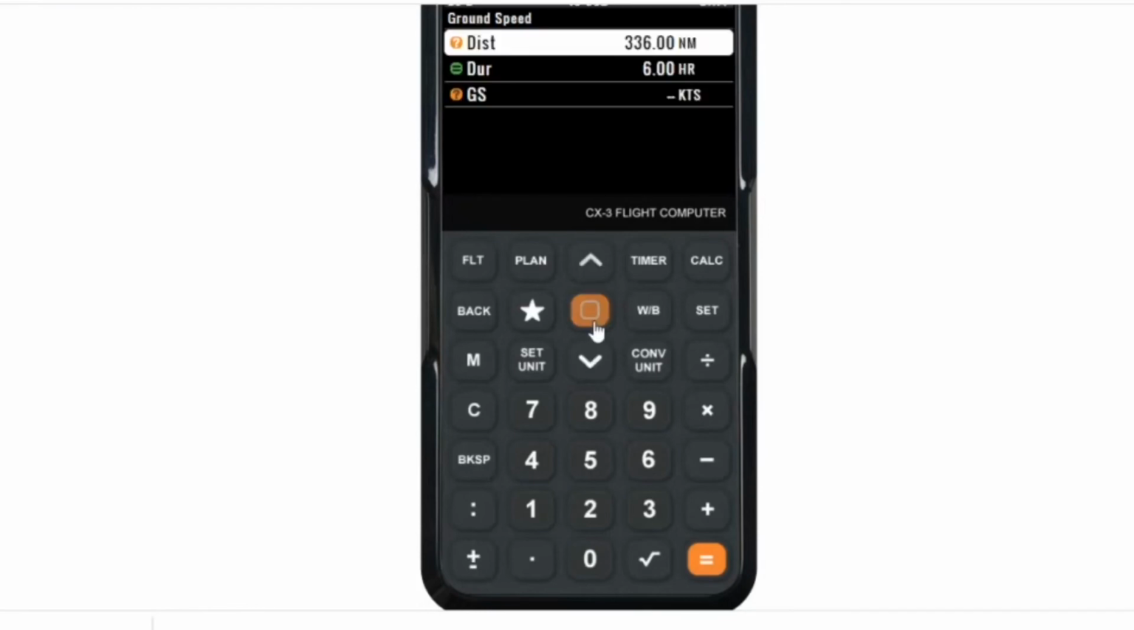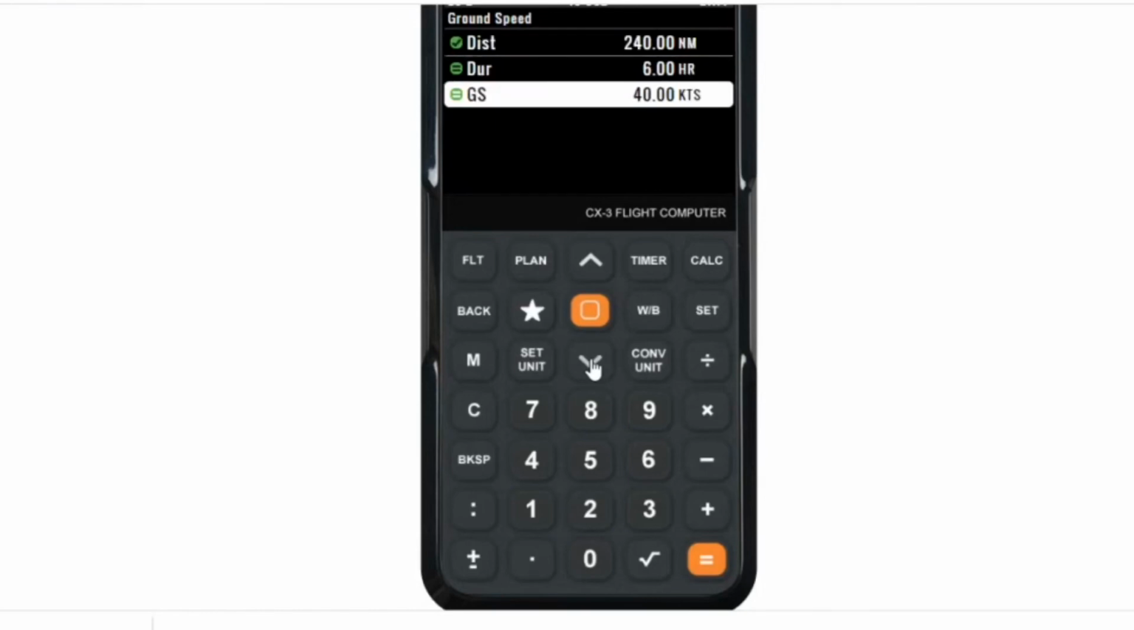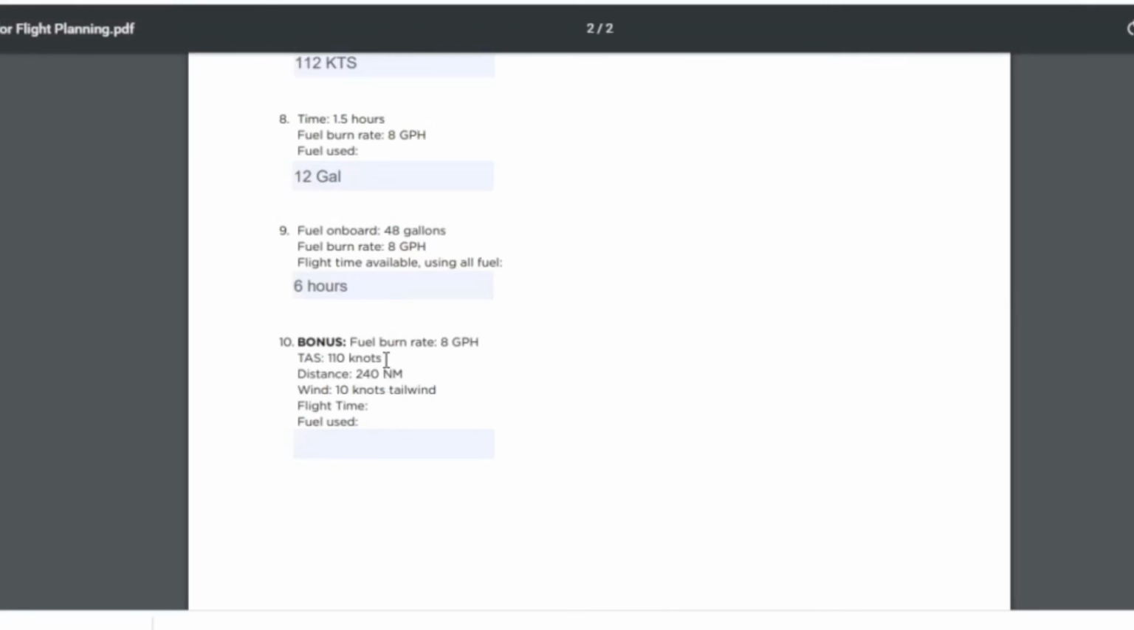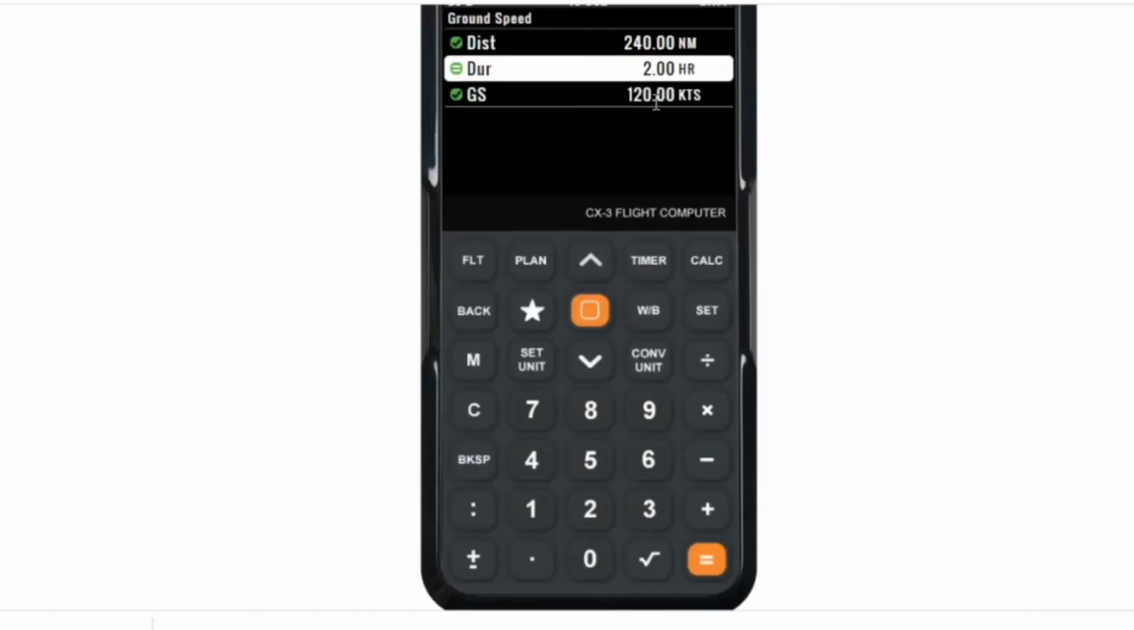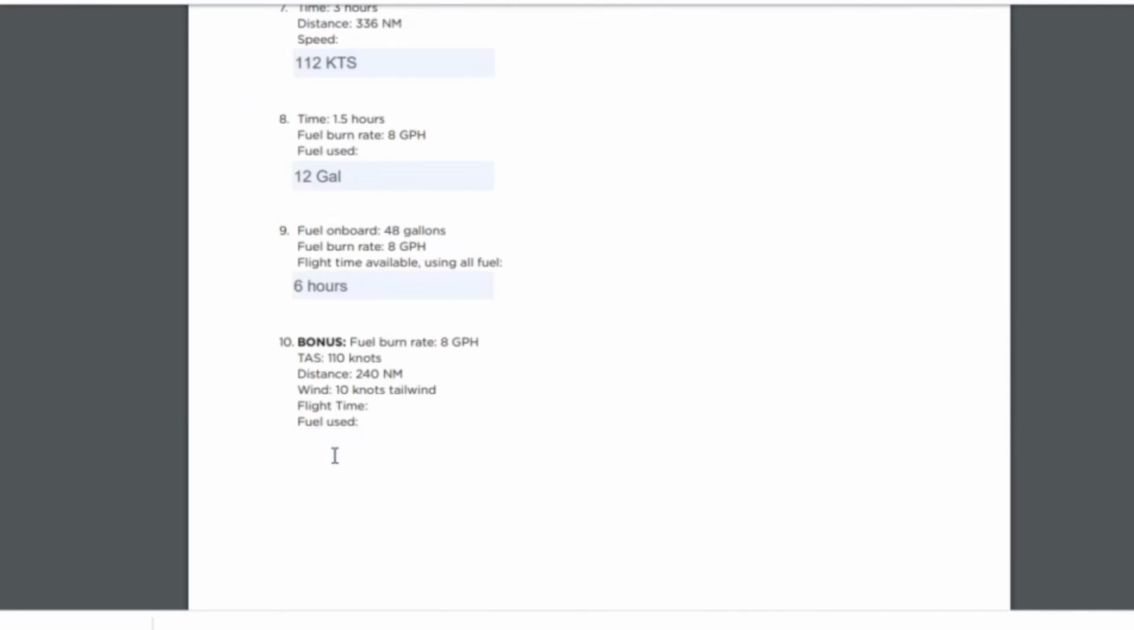Ground speed calculation. We say that the distance was 240 nautical miles. And we're going to be flying at a ground speed. Well, you have to do a little bit of calculation here. Since your speed is 110, but you have a 10-knot tailwind, what's your ground speed going to be? 120. Yes. Which means that you're going to cover that 240 nautical mile distance in 2 hours. So first, the amount of flight time is 2 hours.